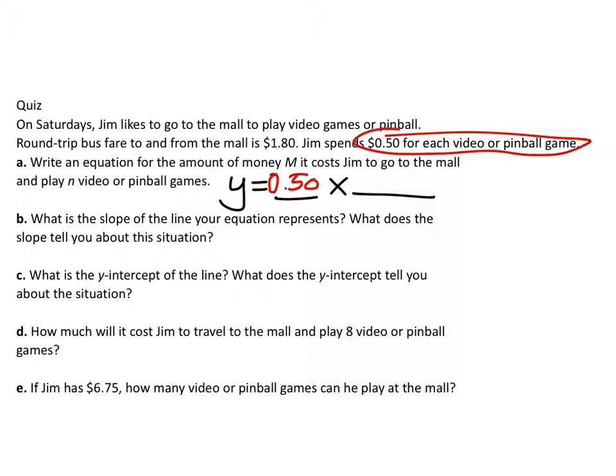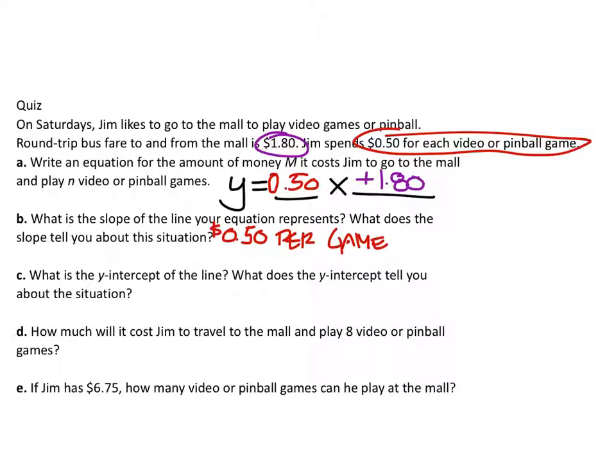But he's got to pay the bus fare one way or the other, even if he plays 0 video games. So that would be how much it's going to cost just to start with, $1.80. So the slope in this one, which is the rate of change, is the 50 cents. Specifically, what does it tell us about the situation? It's 50 cents per game, even if that game is pinball.